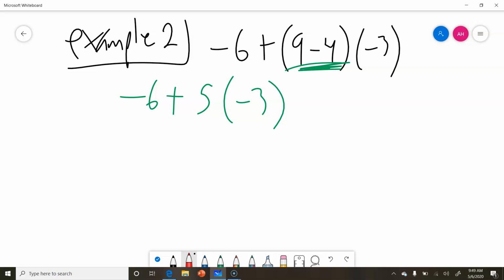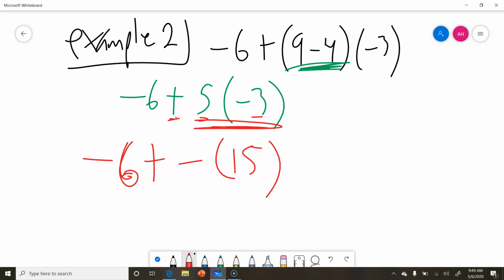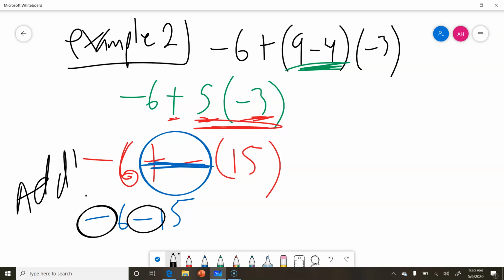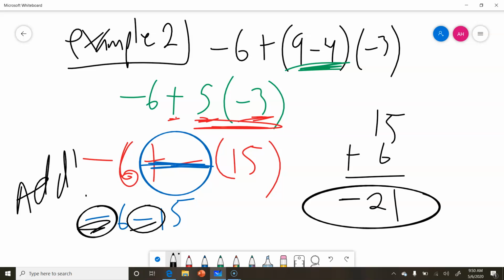Now what do I do next? I don't do this guy here. I do the multiplication. So I'm left with negative 6, and then plus a negative. What's 5 times 3? 15. And why is it a negative 15? Because one negative and one positive equal a negative. So now I have to rewrite this sign, if you want to do it my way, as a big old negative, and I get negative 6 minus 15. Okay, and what happens when the signs are the same? We always add. So I get 15 plus 6, which is 21. What is the sign? They both have a negative, so the answer is negative 21.